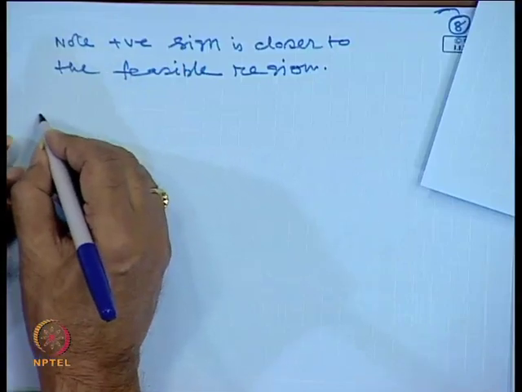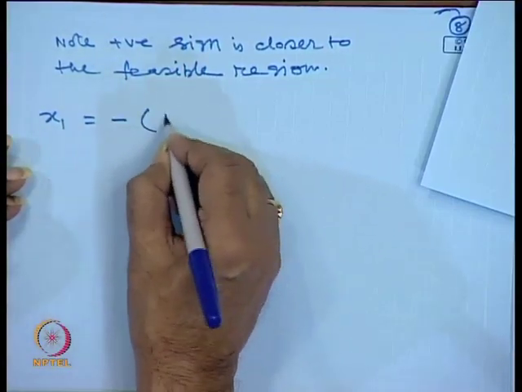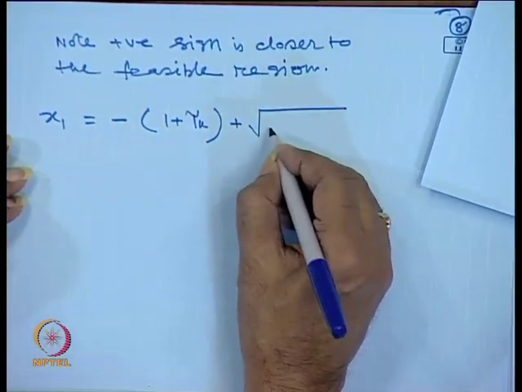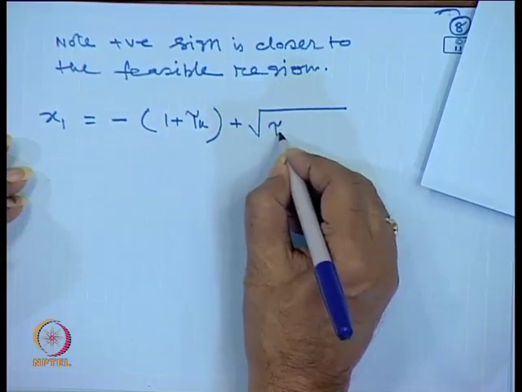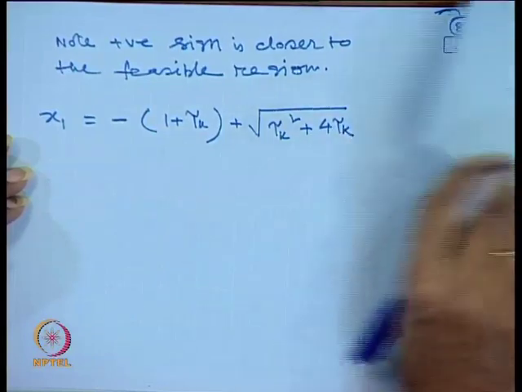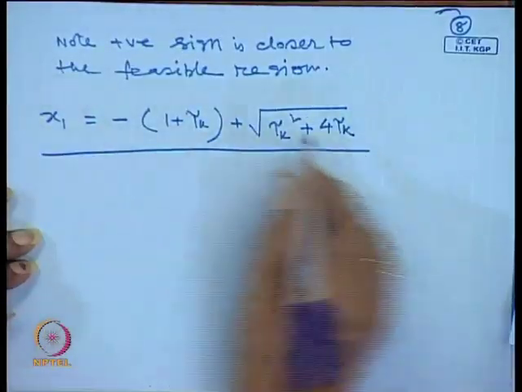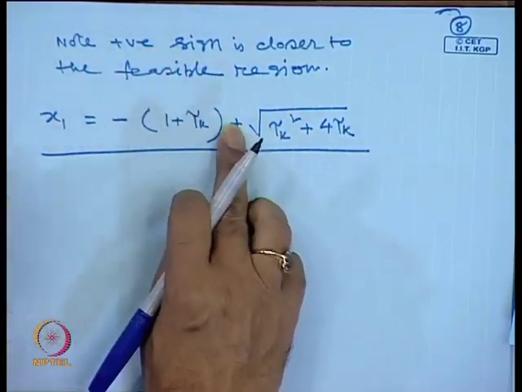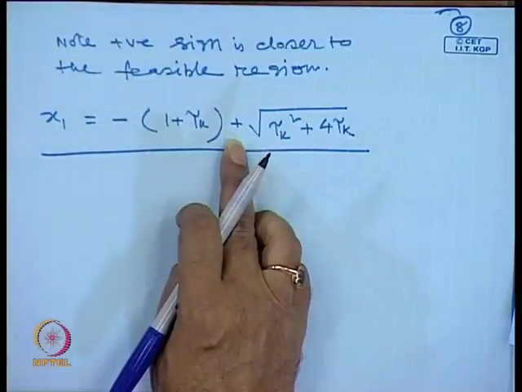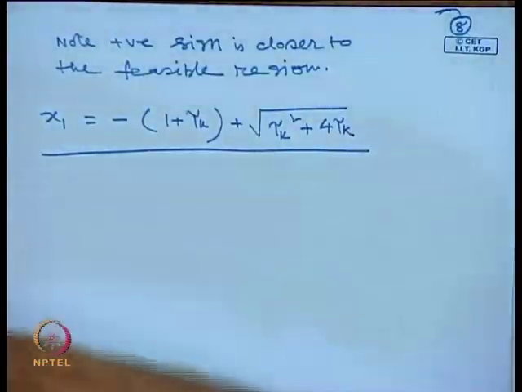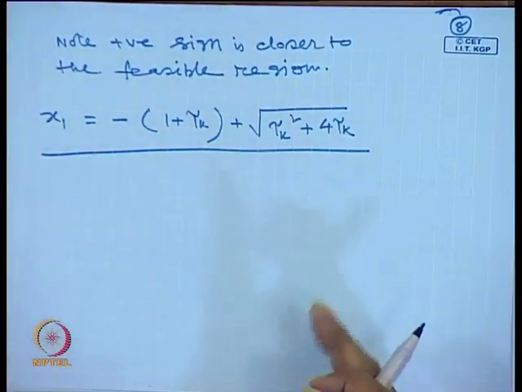So, our x is equal to x 1 is equal to minus 1 plus tau k plus, that you can write, tau k square plus 4 tau k. If you take it inside, it is like this way. So, we have taken tau k in that sense, means the plus sign. If you consider the plus sign, x 1 is closer to the feasible region, whereas if you consider the minus sign, it is far away from the feasible region.